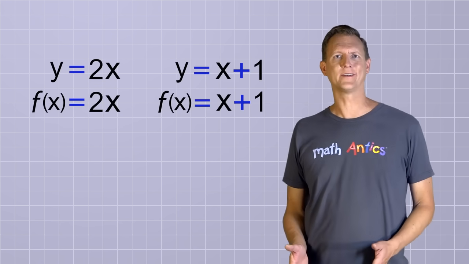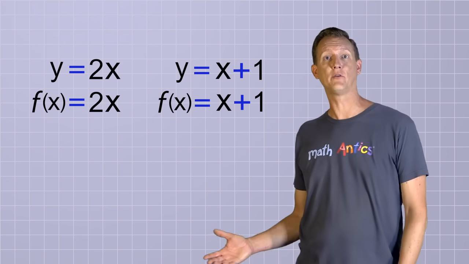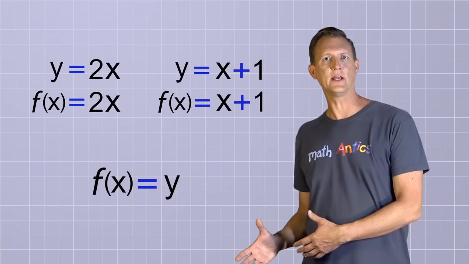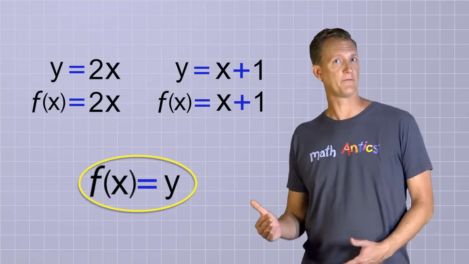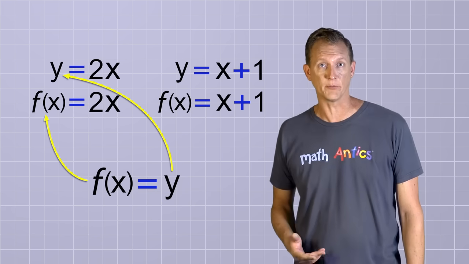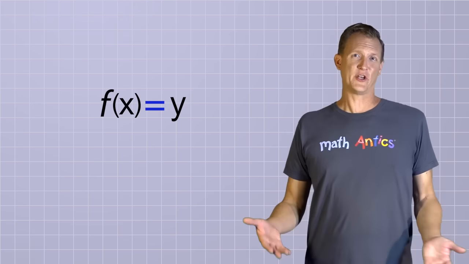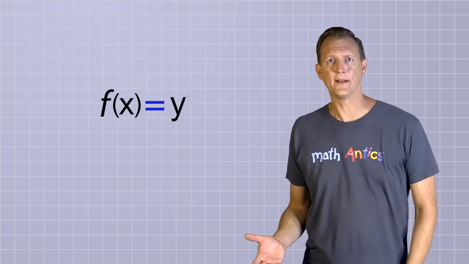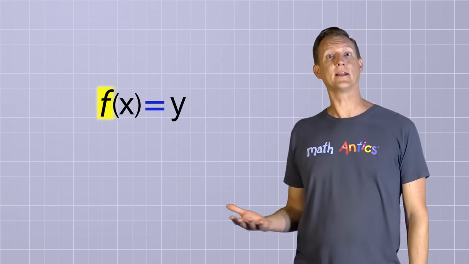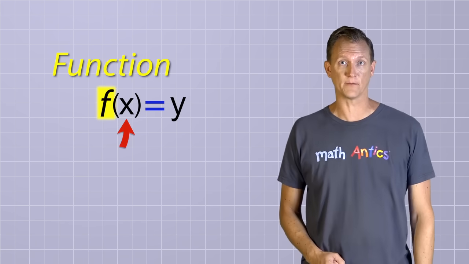But how did the equation get changed to f of x instead of y? Well, it comes from the idea that if two things are equal in math, you can substitute one thing for the other. Since we've agreed on this general notation for a function, f of x equals y, that means that you can use f of x or y interchangeably. Either one can represent the output set of a function. But if they're interchangeable, why would you use the more complicated f of x when you could just use y instead? Well, using f of x highlights the fact that you're dealing with a function with a specific input variable, and not just an equation.